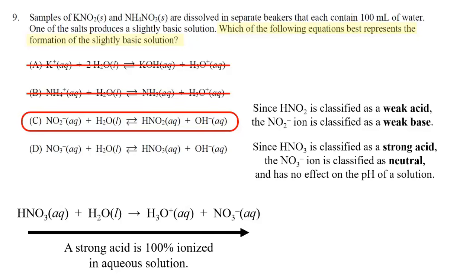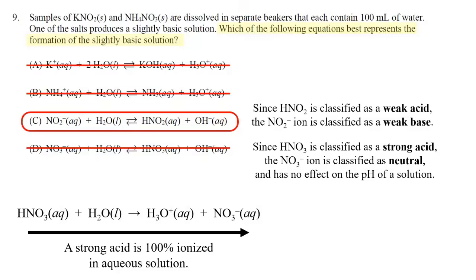On the other hand, since nitric acid, HNO3, is classified as a strong acid, then the NO3- ion, or the nitrate ion, would be classified as neutral and has no effect on the pH of a solution. So that nitrate ion is not likely to combine with water to form the molecular version of something that we know is a strong acid. It is 100% ionized in aqueous solution. Again, the correct answer for question 9 is choice C.